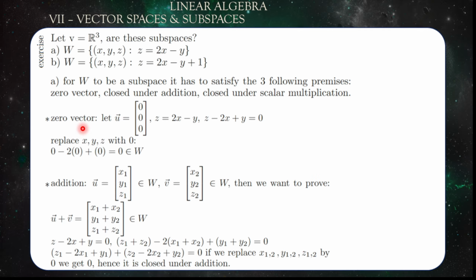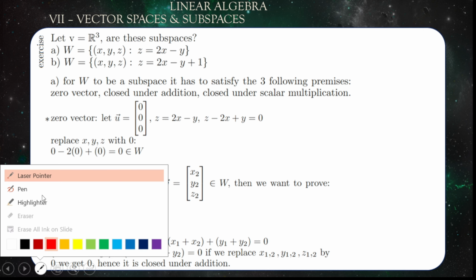Zero vector. Let U be equal to (0, 0, 0). z is equal to 2x minus y, so z minus 2x plus y is equal to 0. If we replace x, y, and z with 0, we get 0, correct? So 0 exists within this subspace.